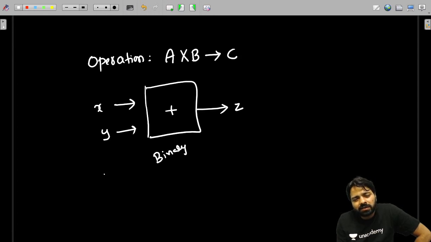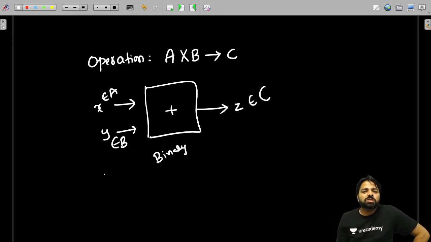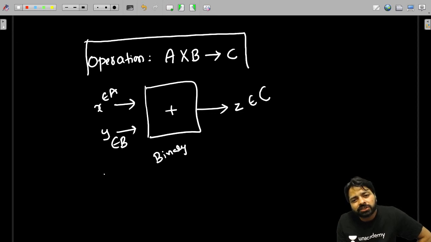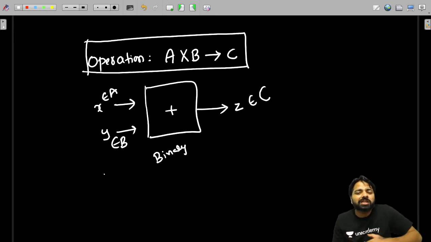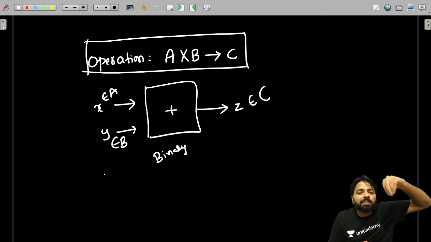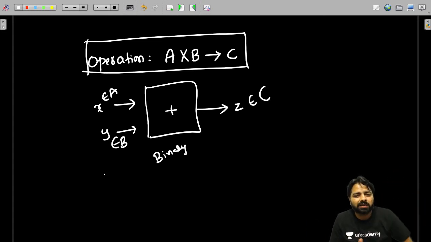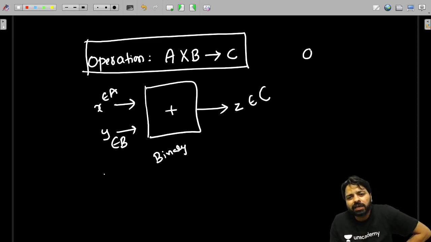So there is one set. Can you see that? The domain is A cross B. So x might belong to A, y might belong to B, and z is the result that might belong to C. So an operation is nothing but a function. But that function is not simply A to B. You are going to apply some operation on the domain. If it is a unary operation, yes, it looks like A to B.